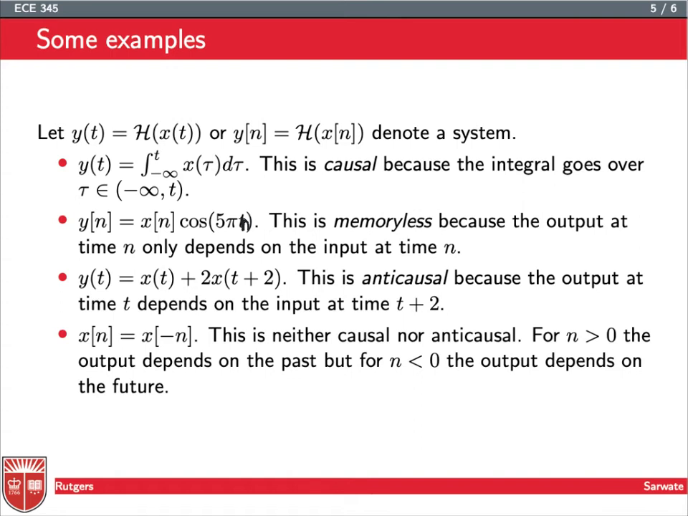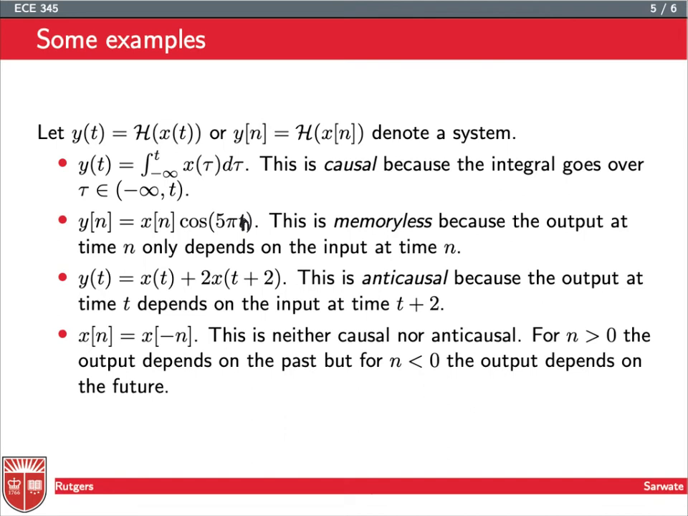Our third example, y of t is equal to x of t plus 2. This is actually an anti-causal system because the output at time t depends on the input at time t plus 2 and also the input at time t. So it depends on the current and a future input. So that's an anti-causal system.